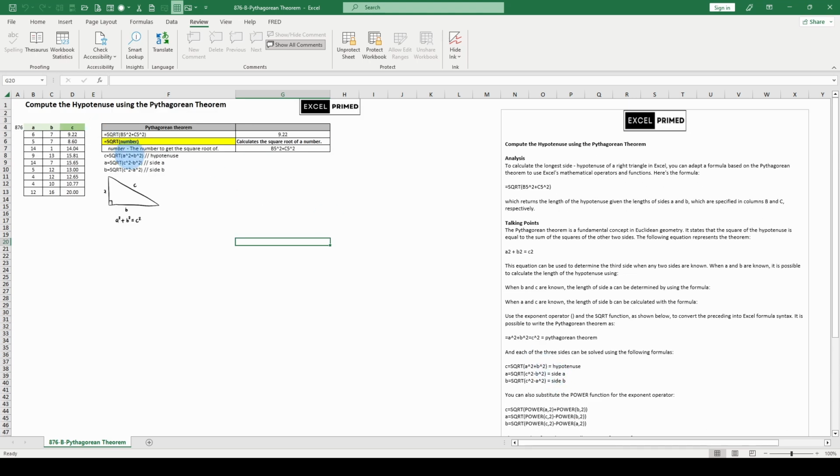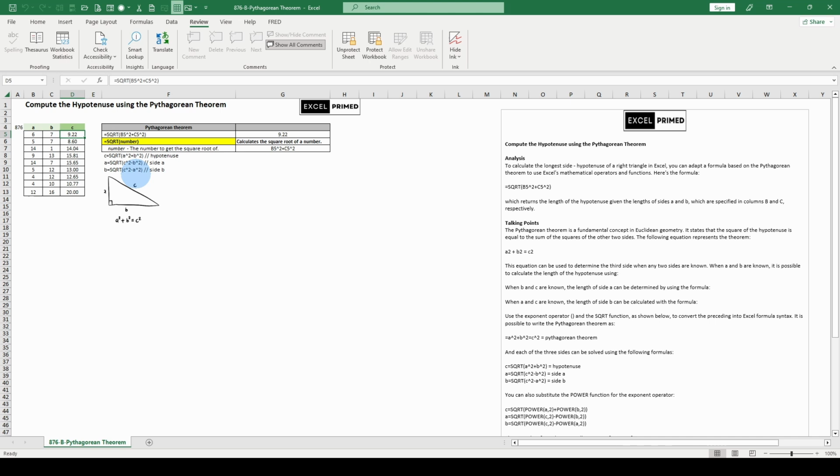Here we go. What's the hypotenuse? The square root of a squared plus b squared. Where's the right angle? Right here. a is equal to the square root of c squared minus b squared, and b is equal to the square root of c squared minus a squared. With that being said, how do we compute the Pythagorean theorem?